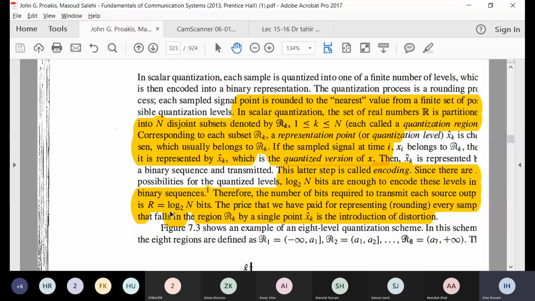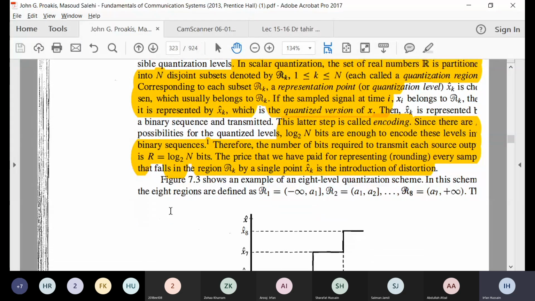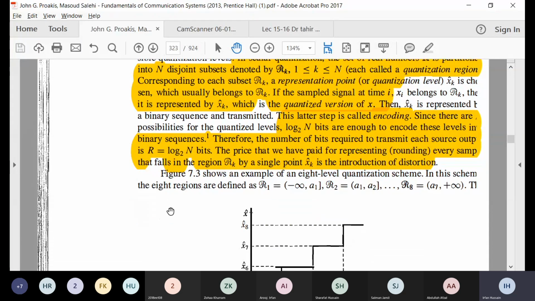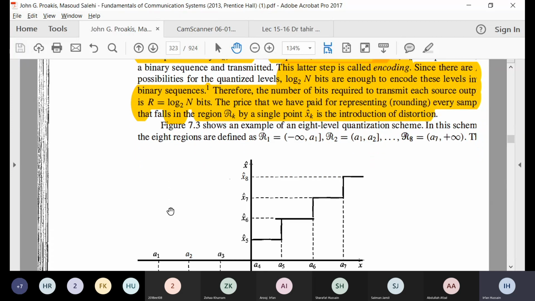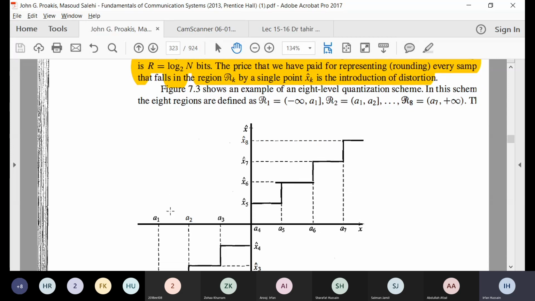Alright, we have represented it by a quantized level, representation point x hat. But what is the disadvantage? The disadvantage is that this will introduce a distortion. So first we will just concentrate on the description of this distortion with respect to certain examples.